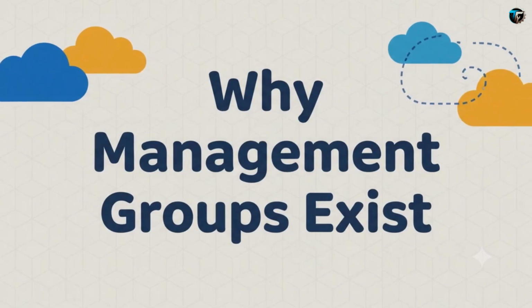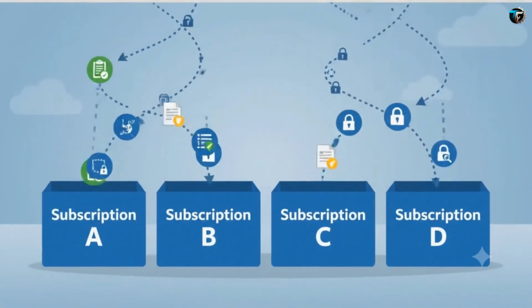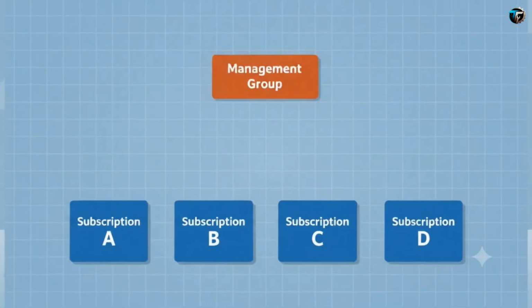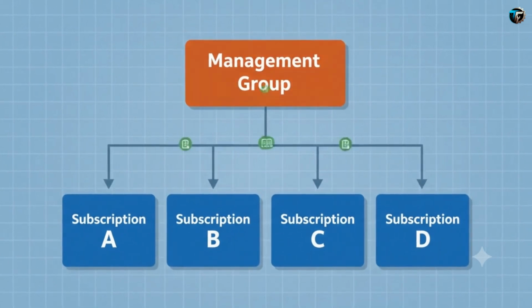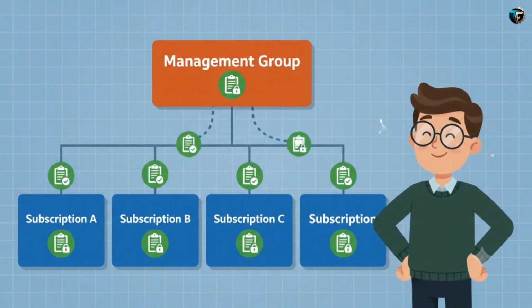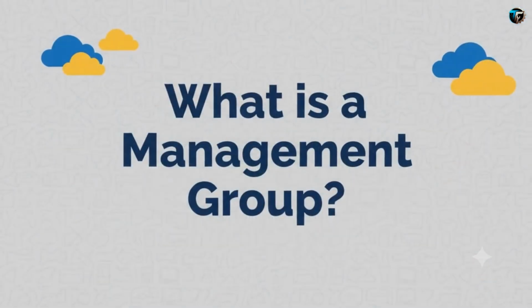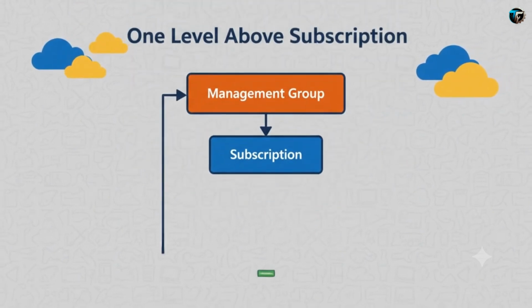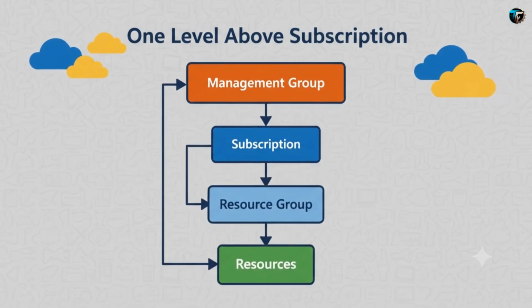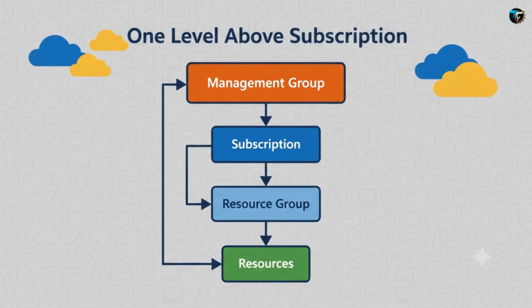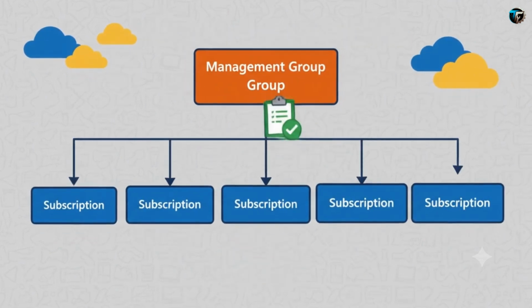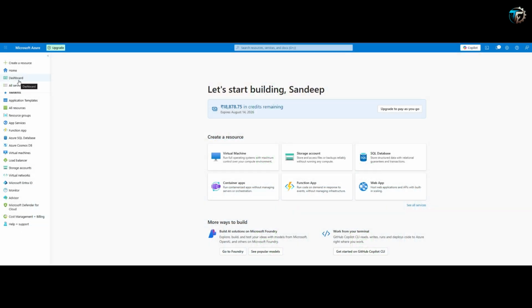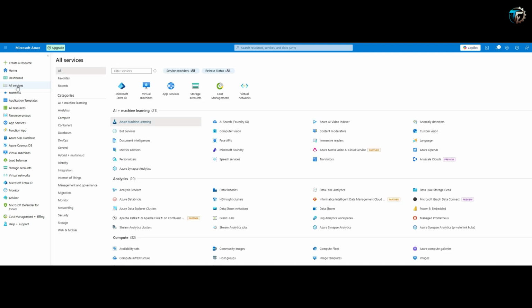Before management groups, administrators had to configure policies, permissions, and governance separately for every subscription. As organizations grew, this became impossible to manage. Azure solved this with a higher level of organization called management groups. A management group sits above Azure subscriptions. Think of it as a parent folder that contains multiple subscriptions. Instead of configuring every subscription individually, architects configure the management group once, and Azure automatically applies those settings to all child subscriptions.